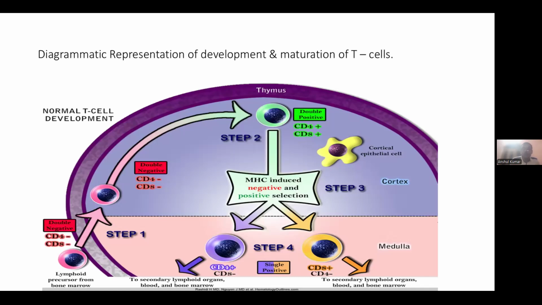Now here, through the diagrammatic representation, I can show you that this is double negative. Then it converts into double positive cells, that is CD4 plus and CD8 plus. In step 3, MHC induced negative and positive selections occur here, and further it develops into single positive cells, that is CD4 plus, CD8 minus, or CD8 plus and CD4 minus cells.